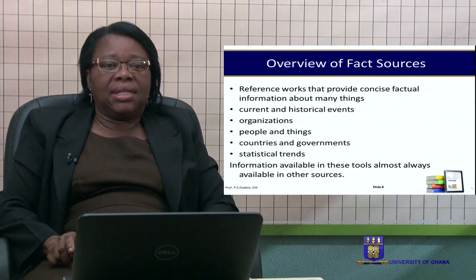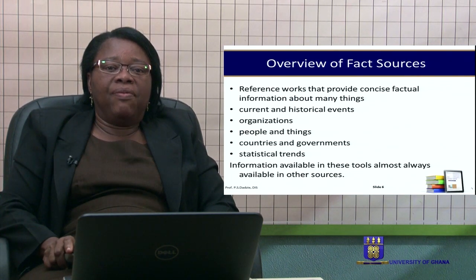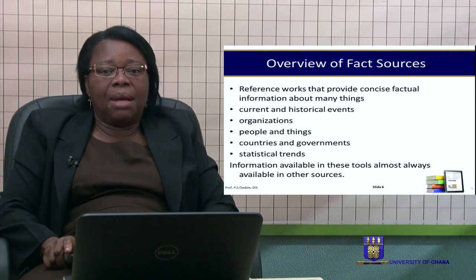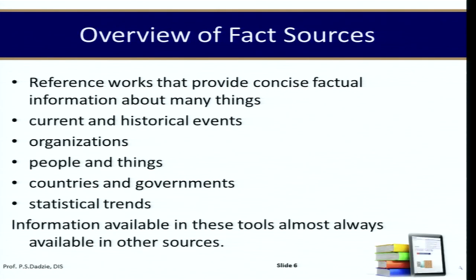So what are fact sources? Fact sources are reference works that provide concise, factual information about many things. They provide current and historical events, information on organizations, information on people and things, information on countries and governments. They also provide us with statistical trends. Now, all this information is in brief form, very, very brief. That is why we refer to fact sources as containing concise information.